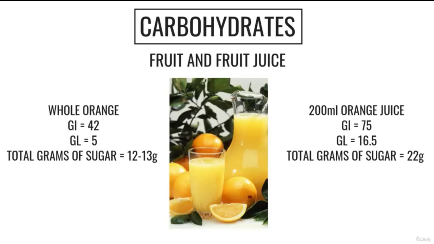You need between 3 and 4 oranges actually to make a glass of 200 milliliters of orange juice. And the amount of sugar is double, sometimes even 3 times what you would have if you'd eaten the whole fruit. So there's a lot more sugar in juice form.